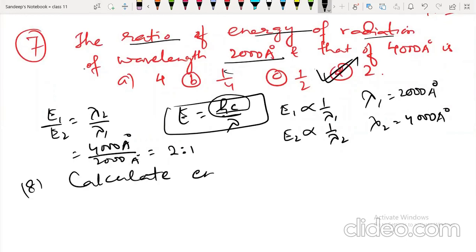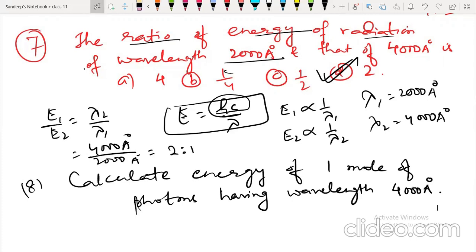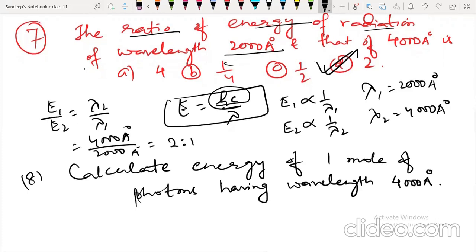Calculate energy of 1 mole of photons having wavelength 4000 angstrom. Try this. Now understood the seventh one? Yes, sir. Good.